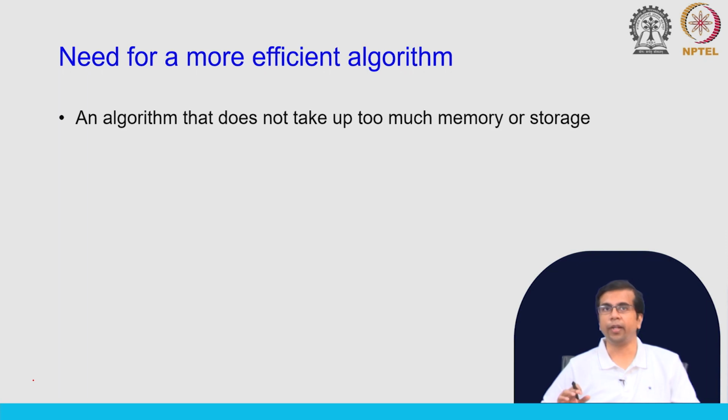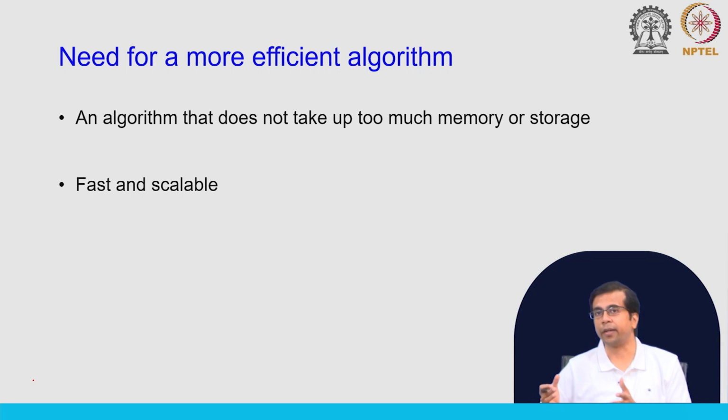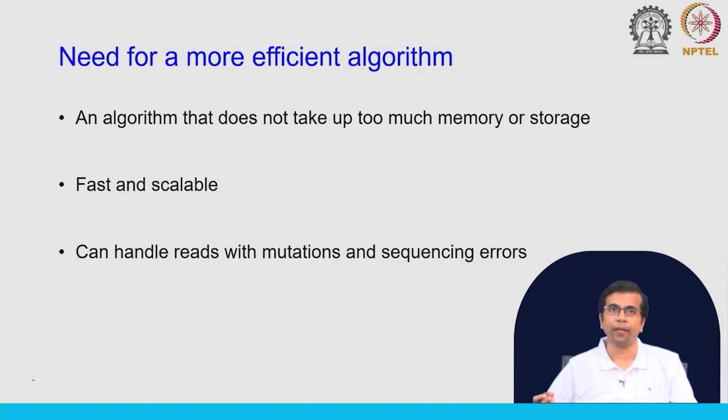So, what we need actually, this is kind of like the wish list, right. We need an algorithm that does not take up too much memory or storage, like the earlier ones. So, we can run it on our computer, on the desktop, or even on the laptop. It should be fast and scalable. So, if you are dealing with billions of data, it should not be a problem. It should be able to complete the mapping within a reasonable amount of time.